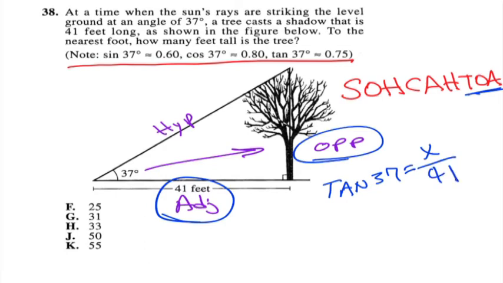Now we can take the tangent of 37, which the ACT tells us is 0.75. 0.75 times 41 equals our x. And so when we do 41 times 0.75, we get 30.75, which is going to be really close to G, 31.